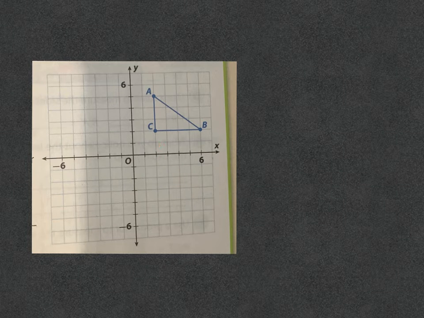So, easiest way, if I'm going to do that, is to just count how far from the x-axis is point C, 1, 2. So I'll go the opposite way, 1, 2. How far from the x-axis is point A, 1, 2, 3, 4, 5. So I'll go the opposite way, 1, 2, 3, 4, 5. And point B is 2 from the x-axis, so we'll mark it 2 from the x-axis the opposite way. Connect the dots. And there is your pre-image and the image.